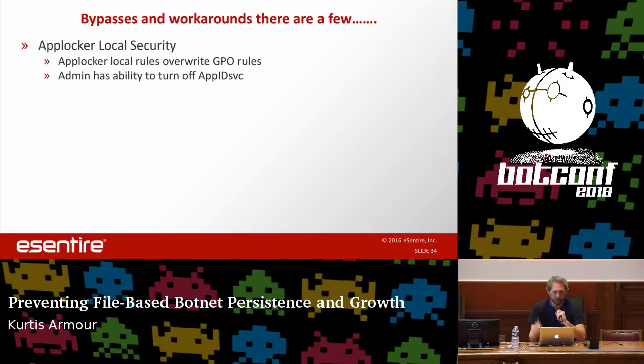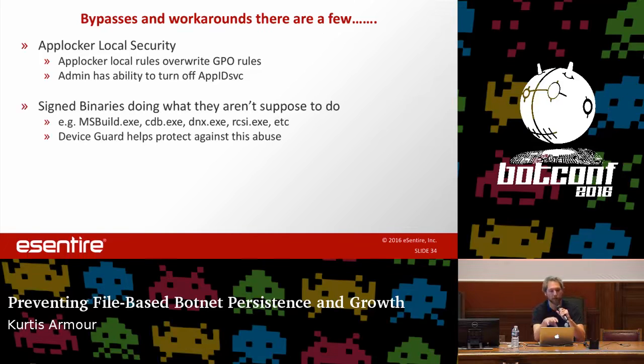Okay, so talking about some bypasses and ways to get around this type of stuff. AppLocker is obviously configurable locally. And if you were to get admin access to that machine, you can just create rules that say, hey, you're allowed to execute everything. It's no good. Also, admin has the ability to turn off the actual AppLocker service, which investigates every executable before it launches, which would make it ineffective.